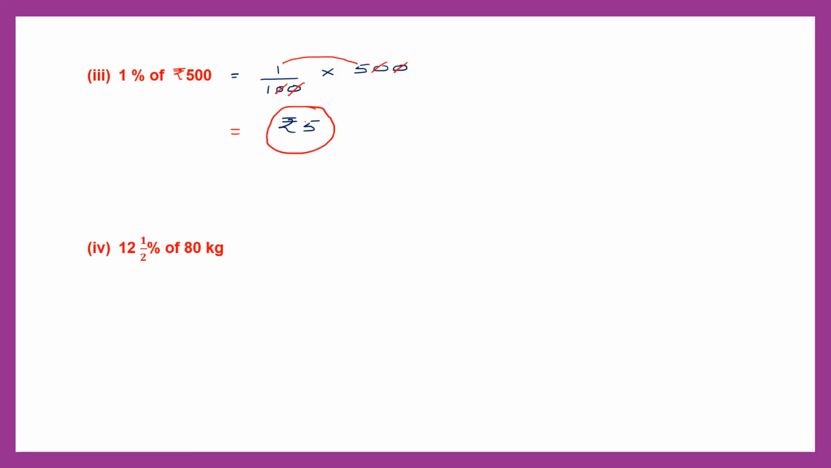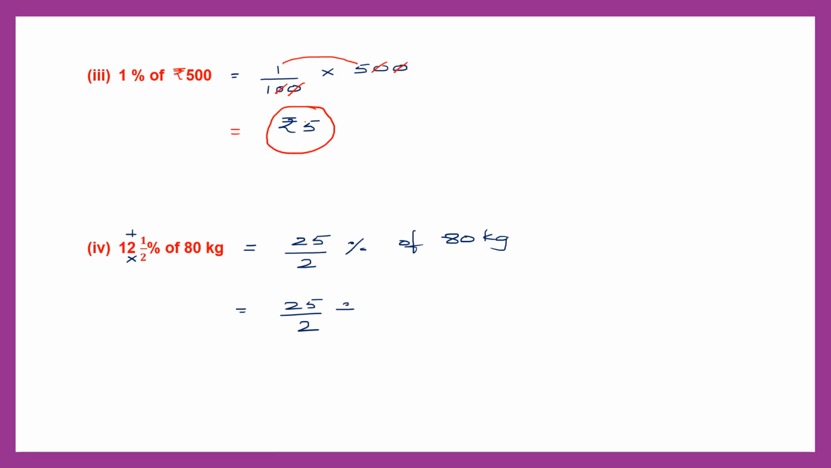Now the next one is 12 1 by 2% of 80 kilograms. What is 12.5% of 80 kilograms? So first step is, let's convert this to an improper fraction. 12 twos are 24 plus 1 is 25. So that is 25 by 2% of 80 kgs. Now here be careful because already you have a fraction 25 by 2. Now how do you write 25 by 2 percent? By 100. So remember, it's division. So 25 by 2 by 100 means division by 100, isn't it?